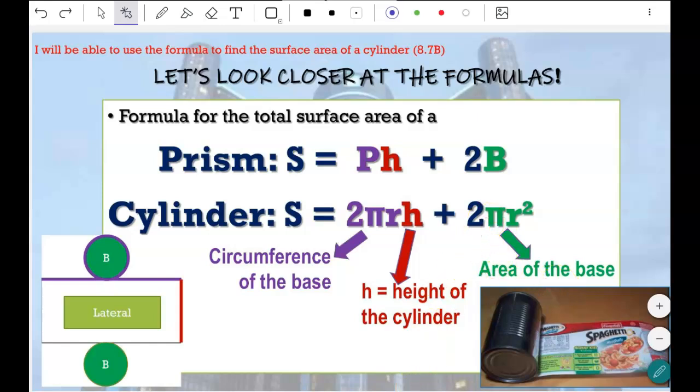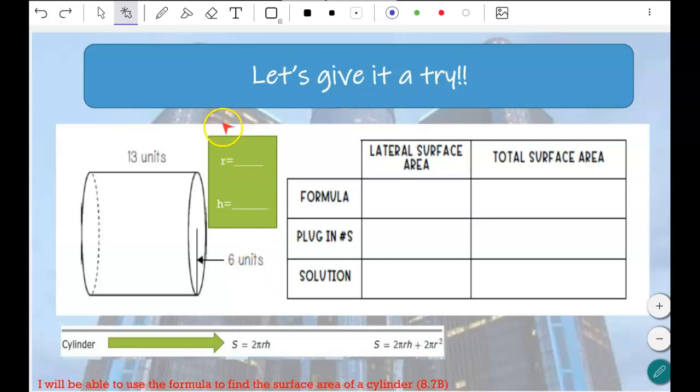So let's go ahead and break it down and try this problem here. We're going to do both of them, lateral and total. So I'm going to fill in the blanks here. Our radius, remember radius is the circle and it's half the distance. So this is the radius. I'm going to put 6 there. And you're going to sit that cylinder on top of that circle. So the height is 13.